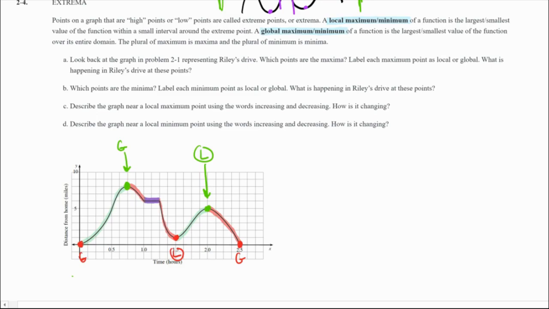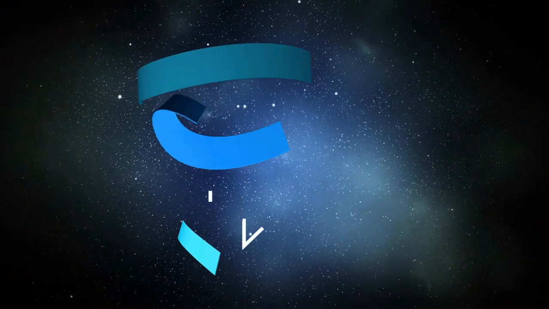Describe the graph near a local maxima point using the words increasing and decreasing. How is it changing? So for the maximum, we are going from increasing and it changes to decreasing. Where we're looking at minima, which is D here, it's the opposite. So if we're looking at the minima, we're going from decreasing to increasing afterwards.